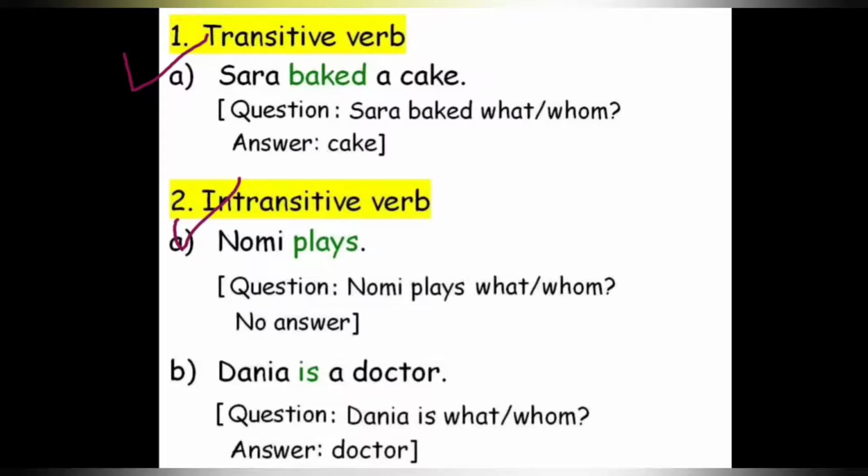Dania is a doctor. Here is is the verb. Okay, helping verb. So is is the verb. Dania is what? Doctor.